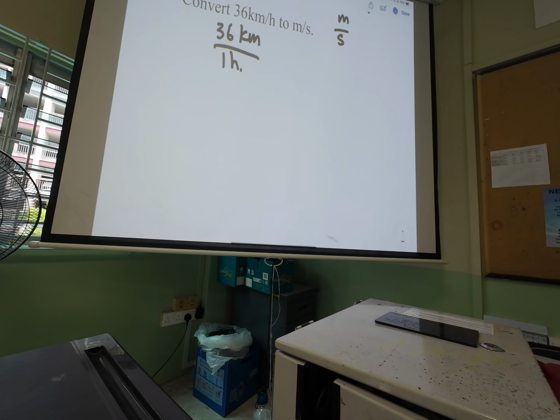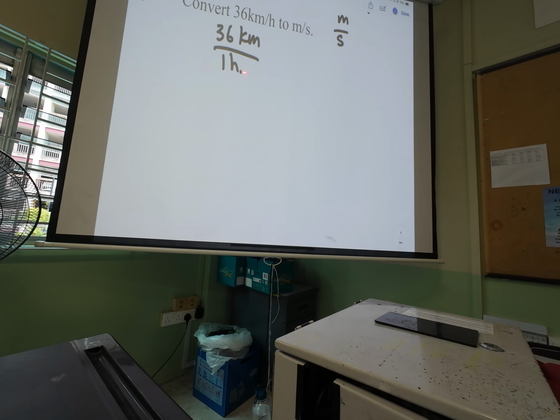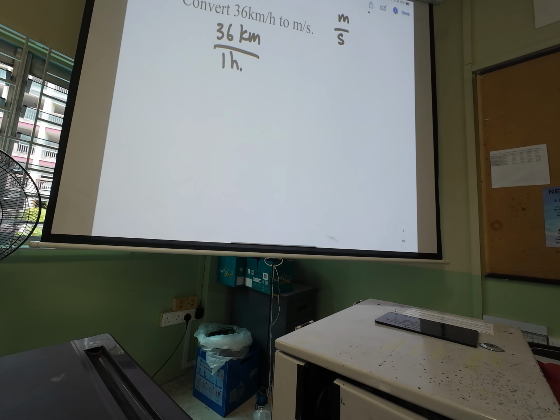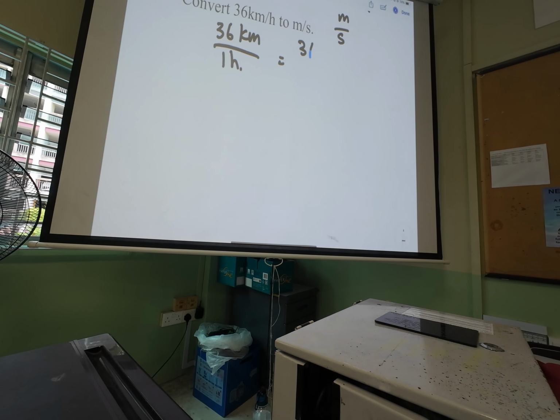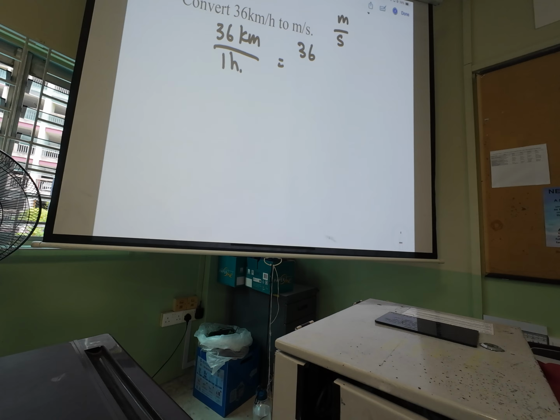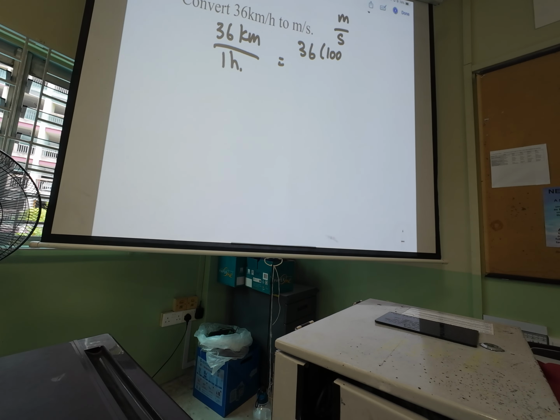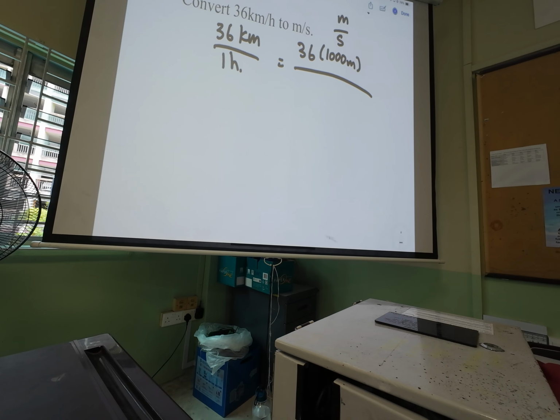Okay? So we have to change both kilometer into meter and hour into seconds. Some of you only change the kilometer, some of you only change the hour. So I have to change both. 36 kilometer, 36 times of 1 kilometer. Every 1 kilometer is 1000 meter. So 1 kilometer change to 1000 meter.